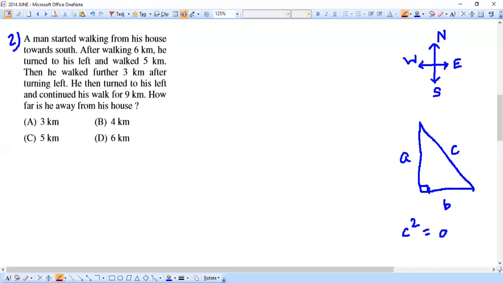I mean a square plus b square, because whenever we need to find unknown sides of a right angle triangle, we always go for this Pythagoras theorem. You need not even remember it as the Pythagoras theorem; you can just remember it as a formula rule. Always, the longest side, c square, will be equal to a square plus b square.